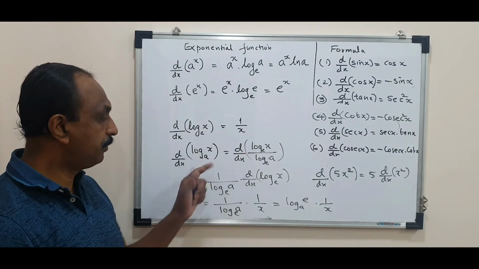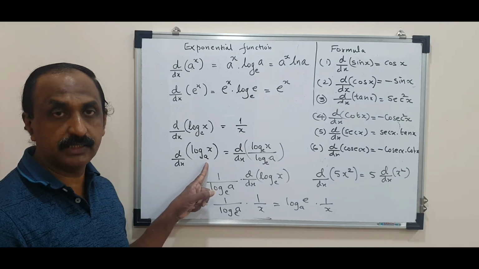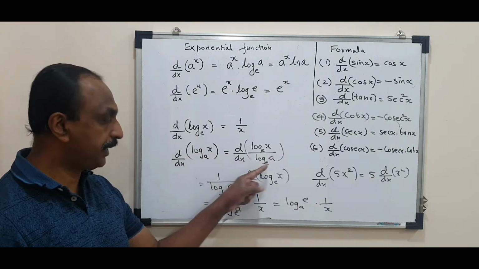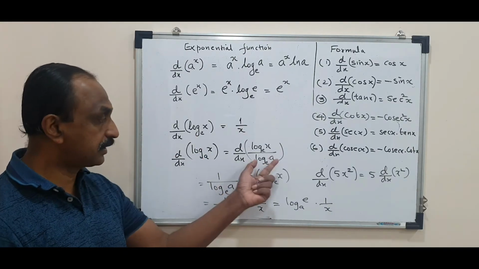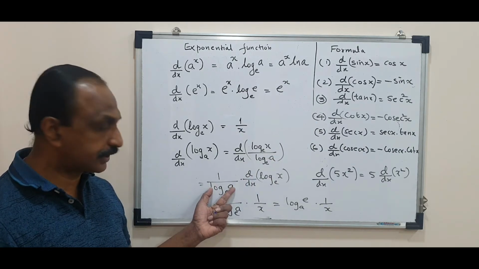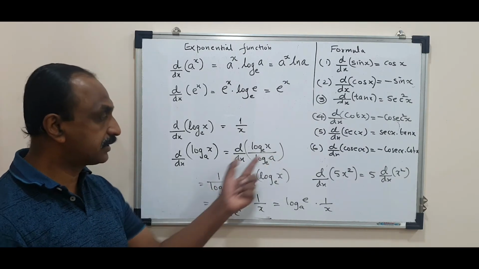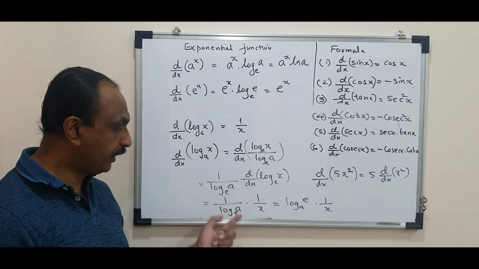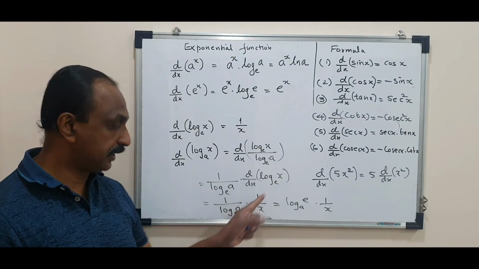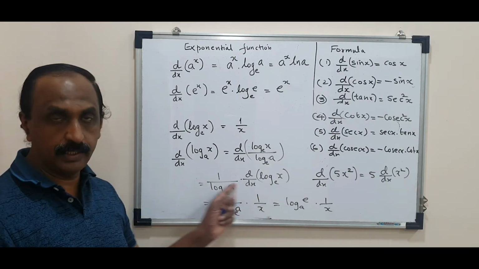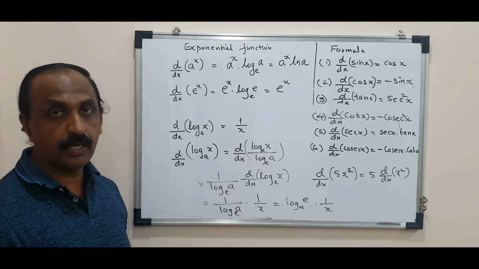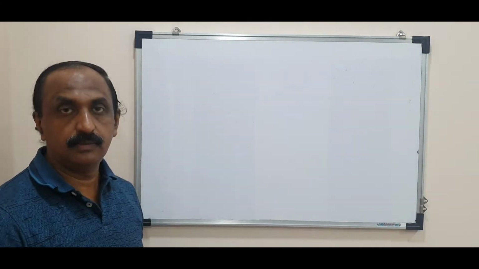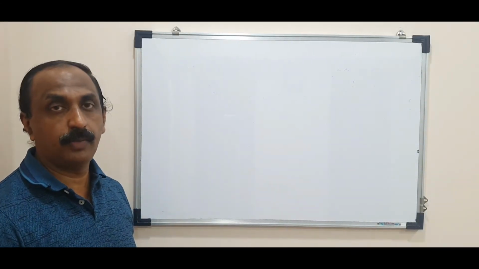You need to only just remember, if the base is anything else than e, you need to change the base, and the denominator will become a constant. So it will remain as it is. So your answer will become 1 over log a into the derivative of log x, that is 1 by x. You need to just only know this procedure. You don't have to learn this by heart. Let us recap all the formulae once again.